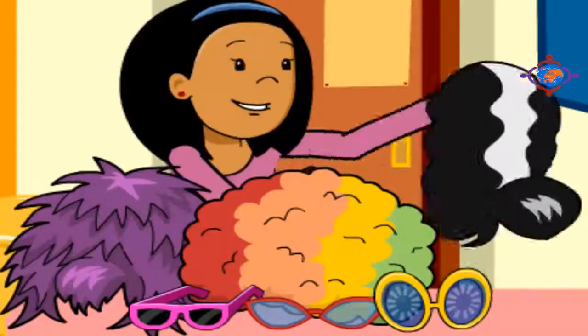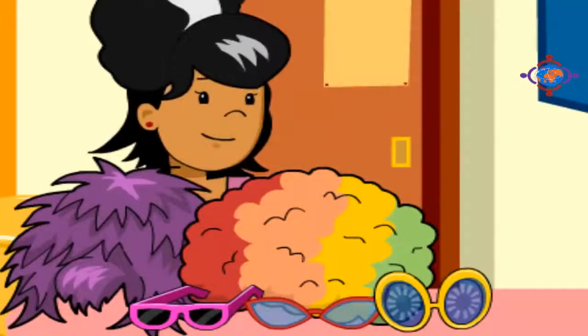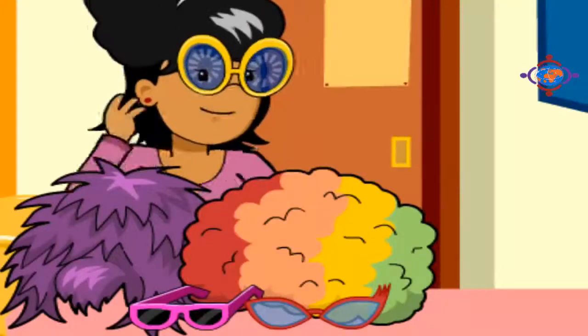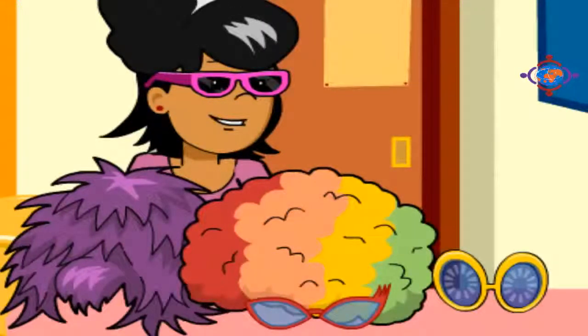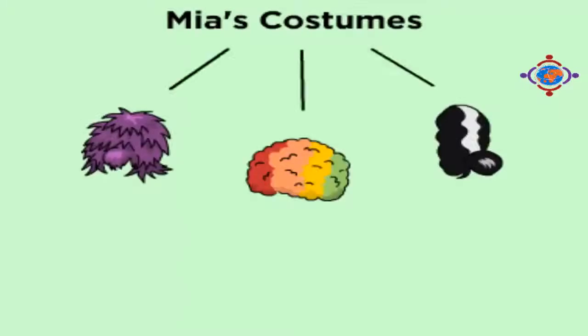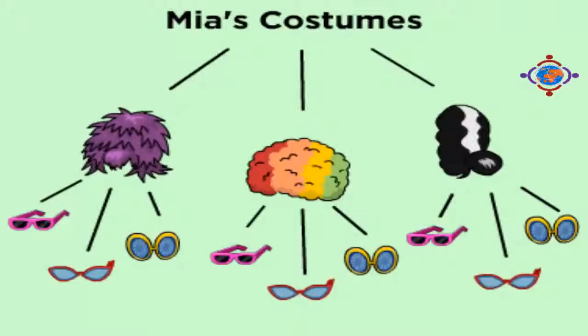Mia is putting together a costume. She has 3 wigs and 3 pairs of glasses. What are all the possible combinations of wigs and glasses? Create a tree diagram to find out. Start with the 3 wigs and then connect them to each of the glasses. There are 9 possible combinations of wigs and glasses.